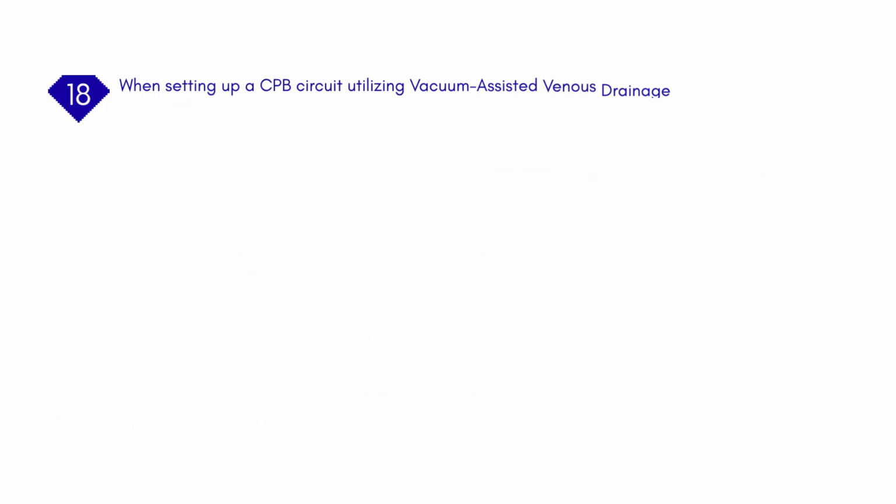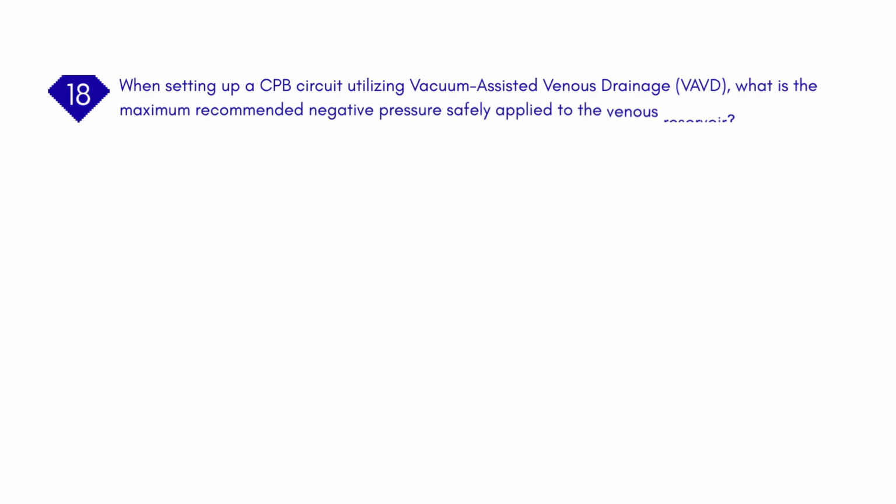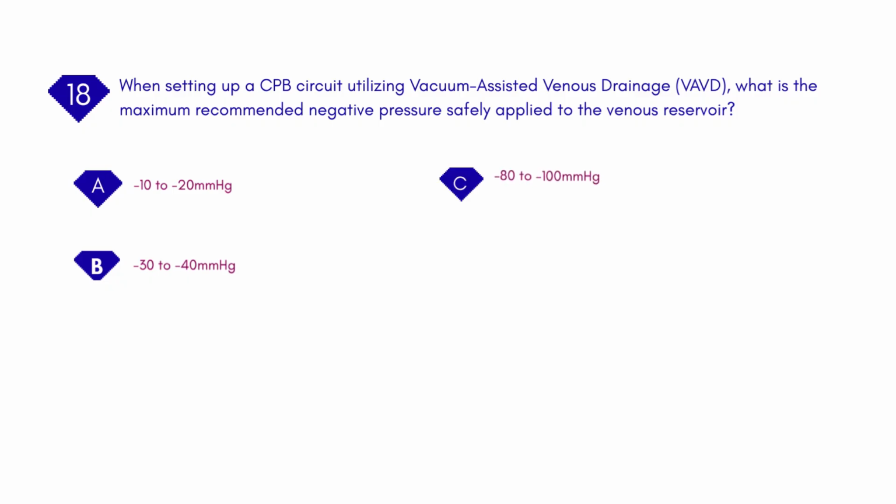When setting up a CPB circuit utilizing vacuum-assisted venous drainage, VAVD, what is the maximum recommended negative pressure safely applied to the venous reservoir? A. -10 to -20 mm of mercury. B. -30 to -40 mm of mercury. C. -80 to -100 mm of mercury. D. -150 to -200 mm of mercury.